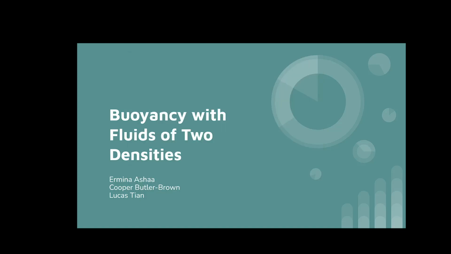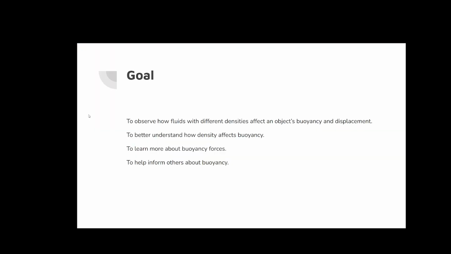Alright, so this is the ME113 project for fluid dynamics. Today we will be investigating buoyancy of an object that is sitting in two different fluids with two different densities. So the goal of this project was to observe how fluids with different densities can affect an object's buoyancy and how far down it sits in the fluid.